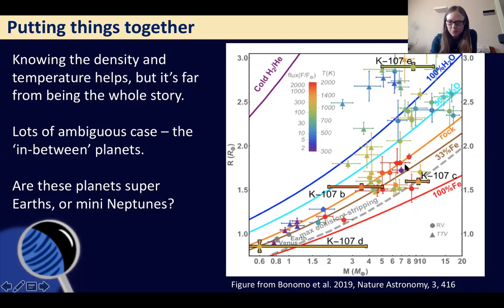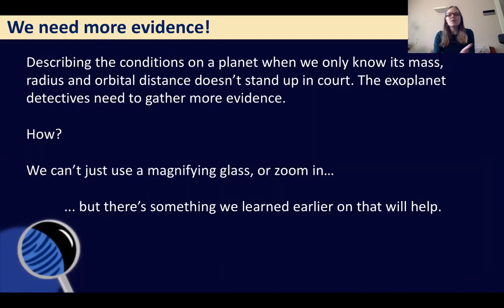If it's rock, then it would fall along the orange line. If it's 50% water, this pale blue line, and so on. But you can see that because the error bars on these measurements are quite big, a lot of these planets span multiple lines. So we still don't really know what they're like. And that means we need more evidence. We need to find out more about these planets.